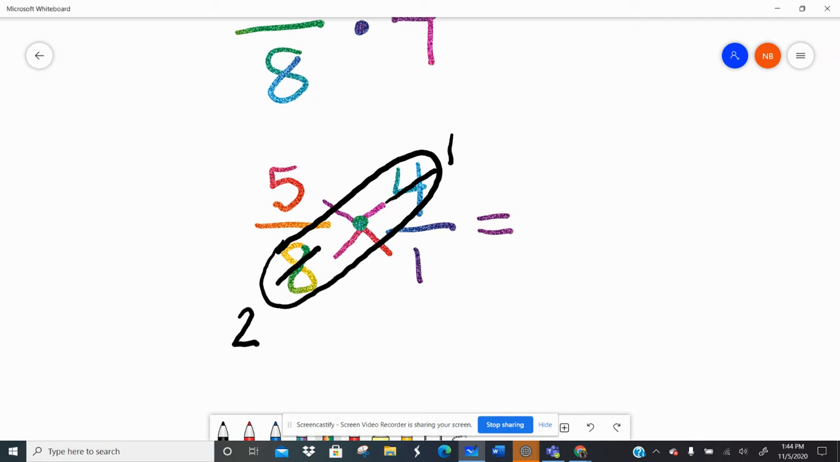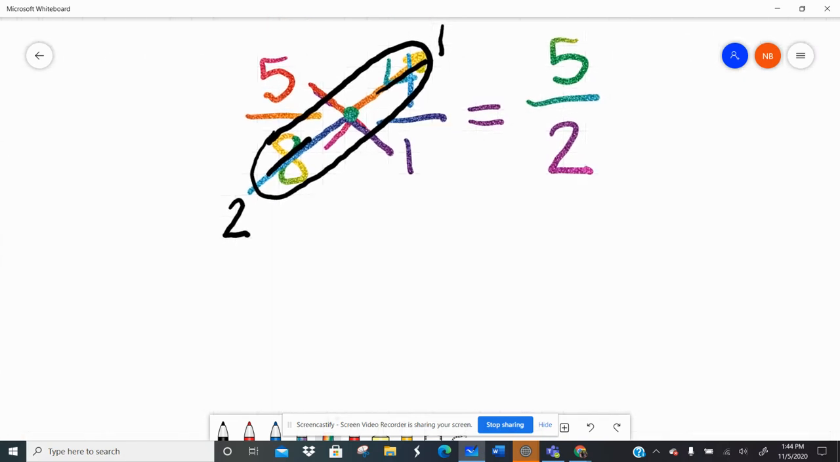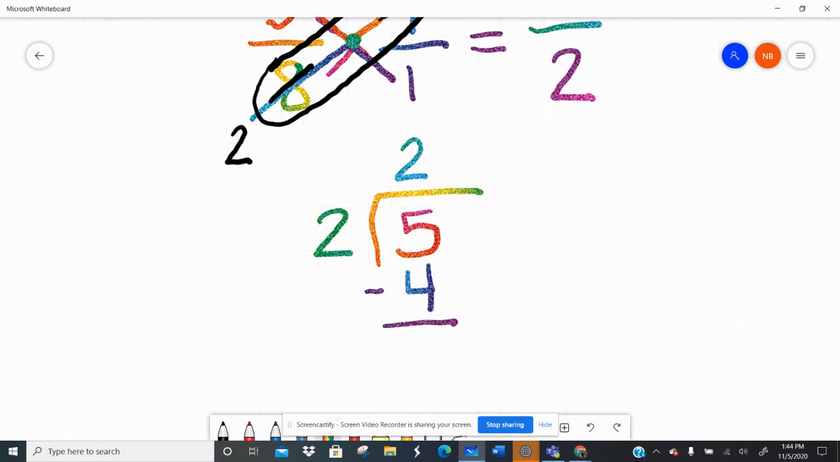So now I'm going to do top times the top. 5 times 1 is 5. And then bottom times the bottom. 2 times 1 is 2. Now I have an improper fraction answer, so I have to make that a mixed number. This is when we pull in all those fraction skills. So 5 divided by 2. 2 goes into 5 2 times. 2 times 2 is 4, and 5 minus 4 is 1.